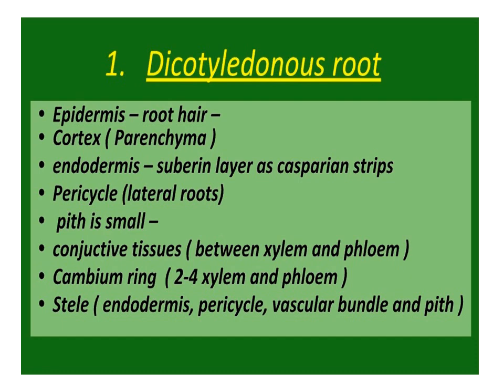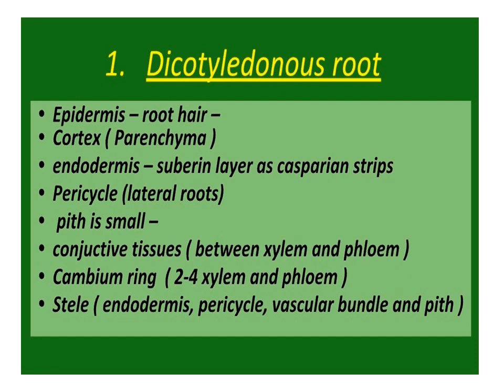Dicotyledonous root. A TS of a typical young dicotyledonous root, for example the sunflower root, shows the organization of internal tissue as follows. Epidermis is a single layer, and many cells of it protrude to form unicellular root hairs. Cuticle is absent. Cortex consists of several layers of parenchymatous cells. Endodermis consists of a single layer of barrel-shaped cells.